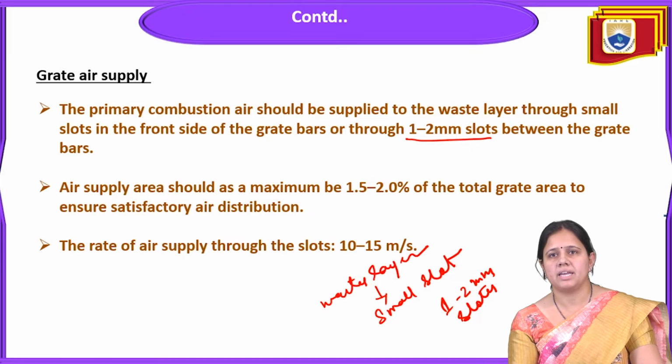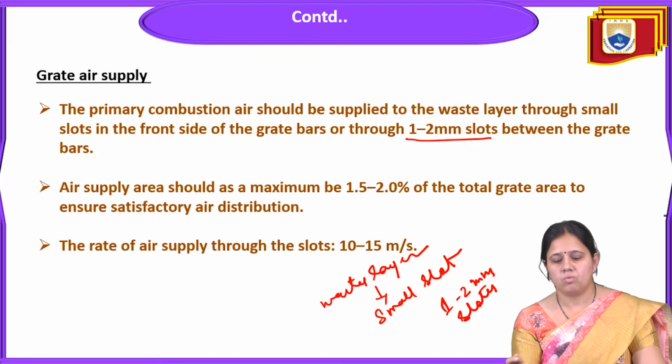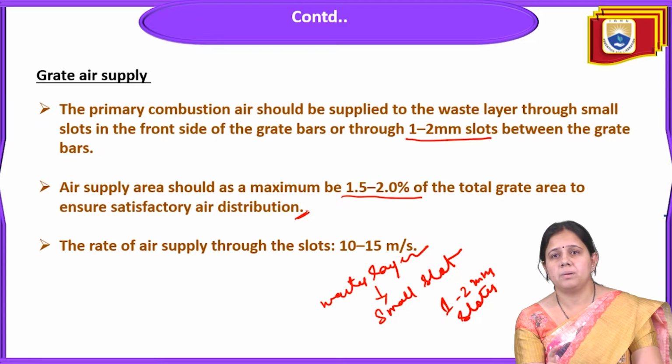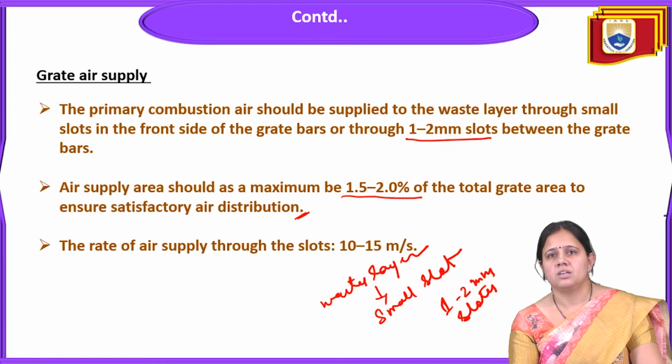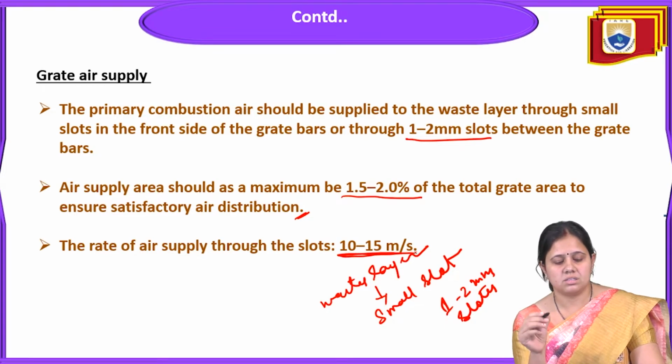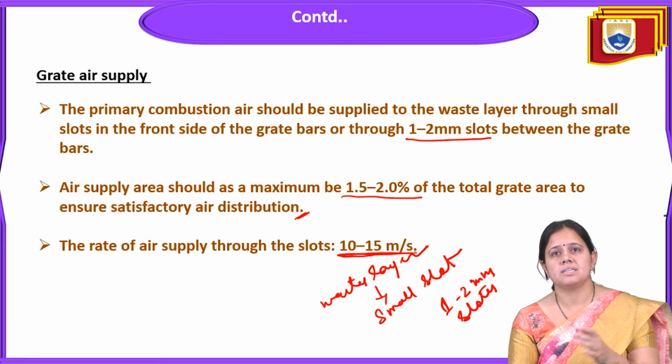The air supply area should be a maximum of 1.5 to 2% of the total grate area to ensure satisfactory air distribution. And the rate of air supply through the slot is 10 to 15 meters per second. So this will be the grate air supply.